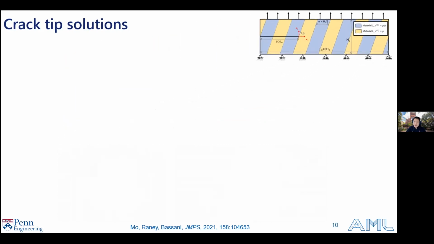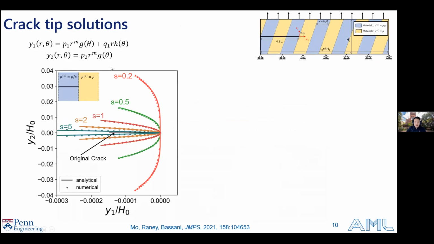First, we can look at the crack tip solutions of the coordinates of the crack tip. We can calculate y1 and y2 of these separable solutions. We can plot these solutions for the case when the crack is perpendicular to the interface for different heterogeneities from S equals 0.2, which means the material ahead is 5 times softer than the material behind the crack tip, all the way to S equals 5, which means the material ahead of the crack is 5 times stiffer than the material behind the crack. So you can see that we can go from a significantly smooth crack tip all the way to a very sharp and linearized crack tip with a very small amplitude. And this is the original crack.